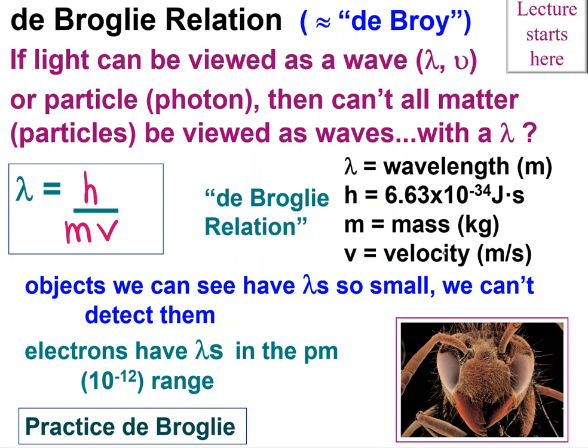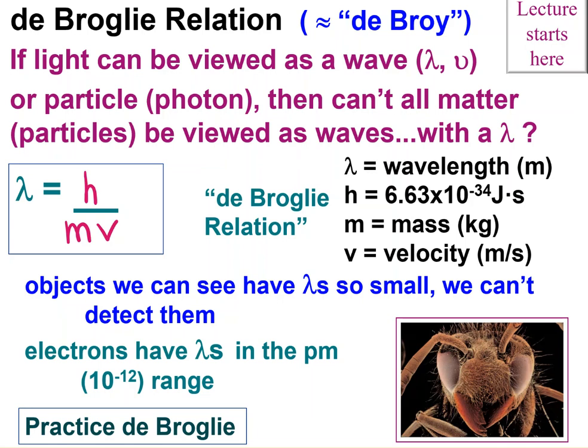This led to being able to look at electrons and their positions in terms of wavelengths, which allowed for an electron microscope to be made. But most objects are large enough, their mass is large enough, that their wavelengths are so small that we don't notice that their position or location is actually described by a wave function.